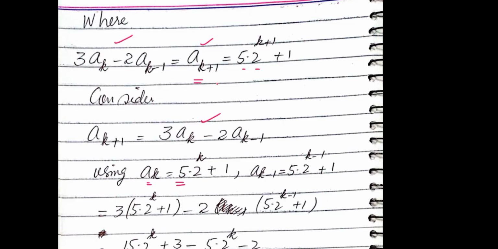We will show that the result is true for n equal to k plus 1 on the basis that the result is true for n equal to k and k minus 1. So for n equal to k, the kth term is this, and the (k-1)th term can be written as this. By substituting the values of the kth term and the (k-1)th term here, we have 3 times 5 times 2 raised to the power k plus 1 minus 2 times 5 times 2 raised to the power k minus 1 plus 1.